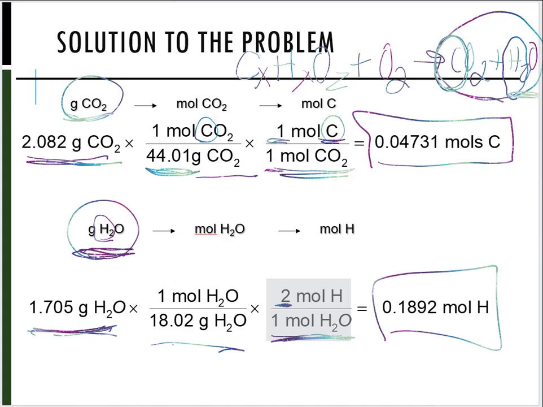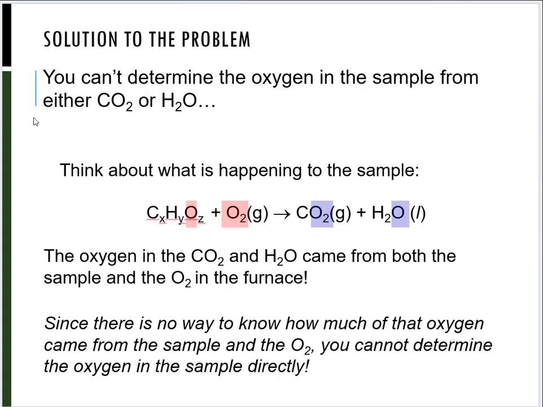Now the next part is a teeny bit tricky because we can't determine the oxygen in the sample from either CO2 or H2O because, look, there's oxygen in both of those products. Since there's no way to know how much of that oxygen came from the sample, and the oxygen is in the reactants as well, we can't determine the oxygen in the sample directly. So let me show you what we are going to do.